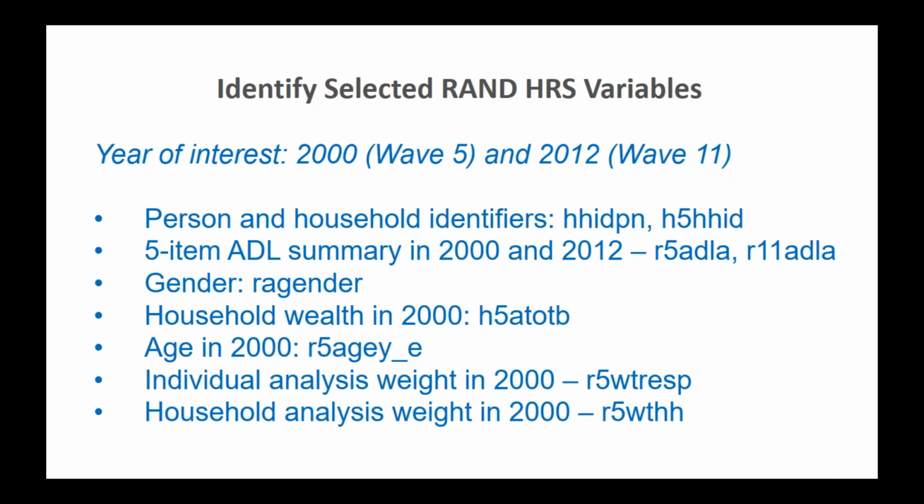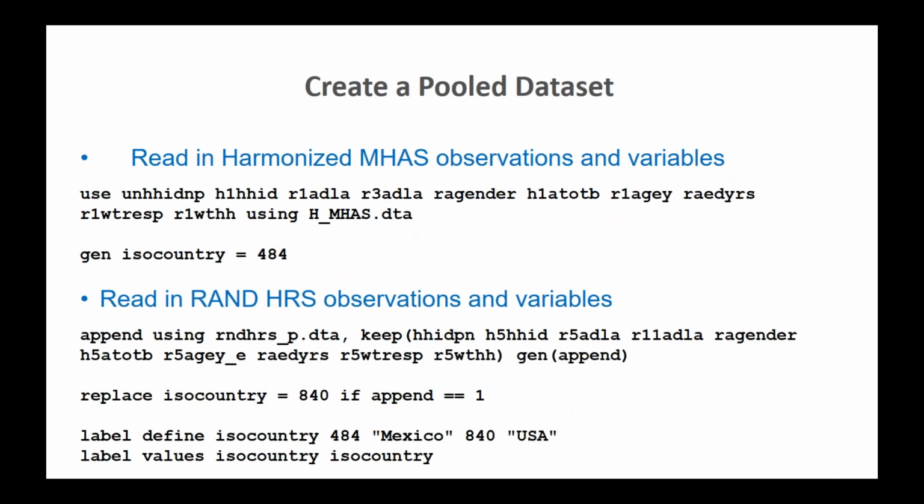Household wealth in 2000 is H5ATOTB. We have the age variable in 2000. We have an individual analysis weight and a household analysis weight, both in 2000, just as we did for the harmonized MHAS. So now that we know which variables we want in which data sets, we can go ahead and start to do some analysis in Stata and build this analysis and put our data into Stata.